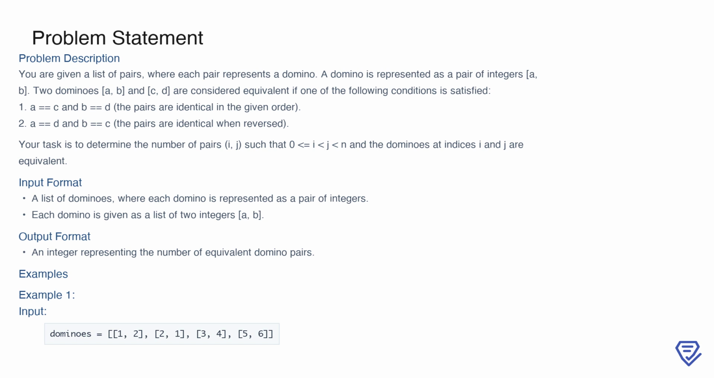Let's dive right in. In this problem, we are working with a list of dominoes, where each domino is represented as a pair of integers, a, b. The goal is to determine how many pairs of dominoes are equivalent.